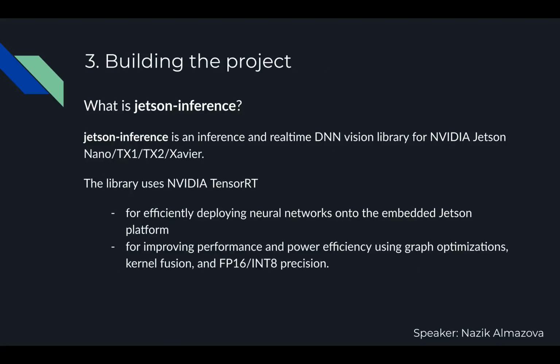The next step is to build and compile the project. In this step, we will be building Jetson Inference. Let's start by defining what is Jetson Inference. Jetson Inference is a real-time deep neural network vision library for NVIDIA Jetson. The library uses NVIDIA TensorRT for deploying neural networks onto the Jetson platform and improving computational performance and power efficiency using graph optimizations and kernel fusion. And basically it contains all of the scripts that we will be using for classifying objects and detecting objects in real-time video streams.